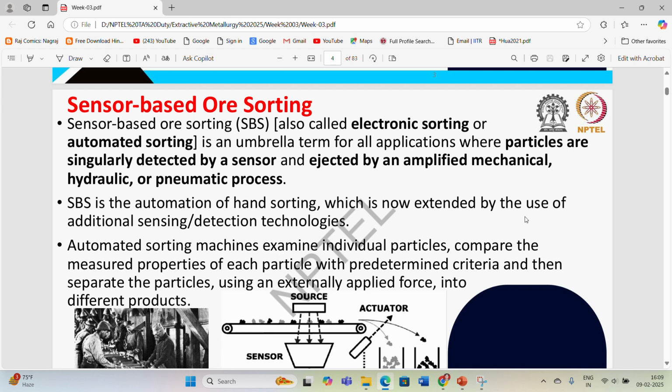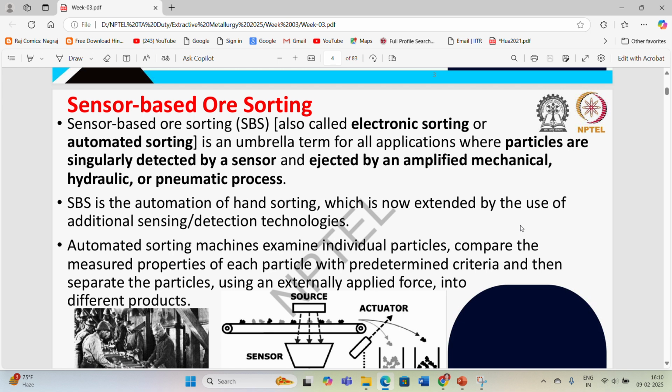So we feed all this data into a sensor system, and we are trying to detect particular minerals based on their properties with the help of a sensor, and detected by an amplified mechanical, hydraulic or pneumatic process. So after detecting the particular mineral with the help of a sensor, we apply some processes so that we can eject them out from the overall material.